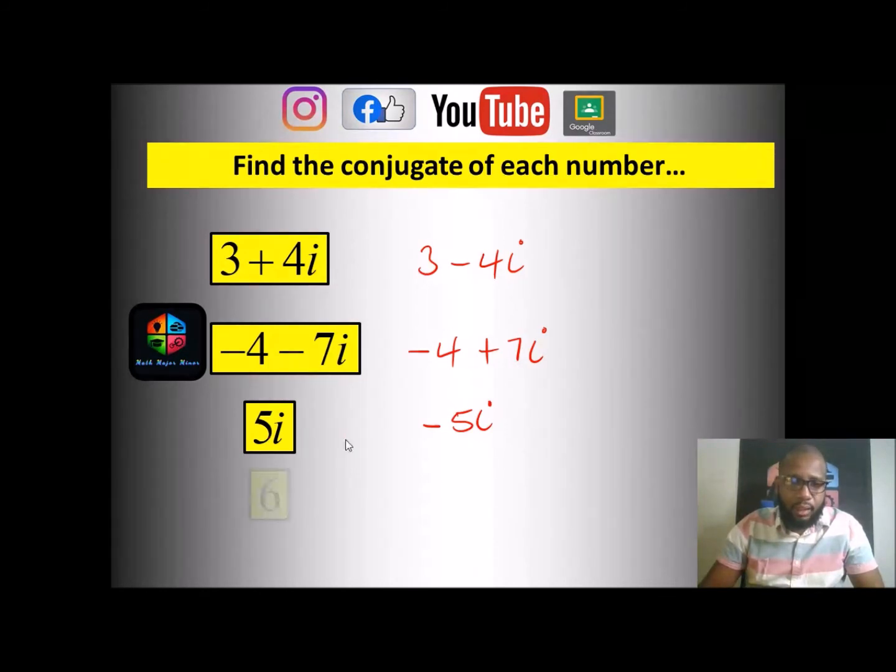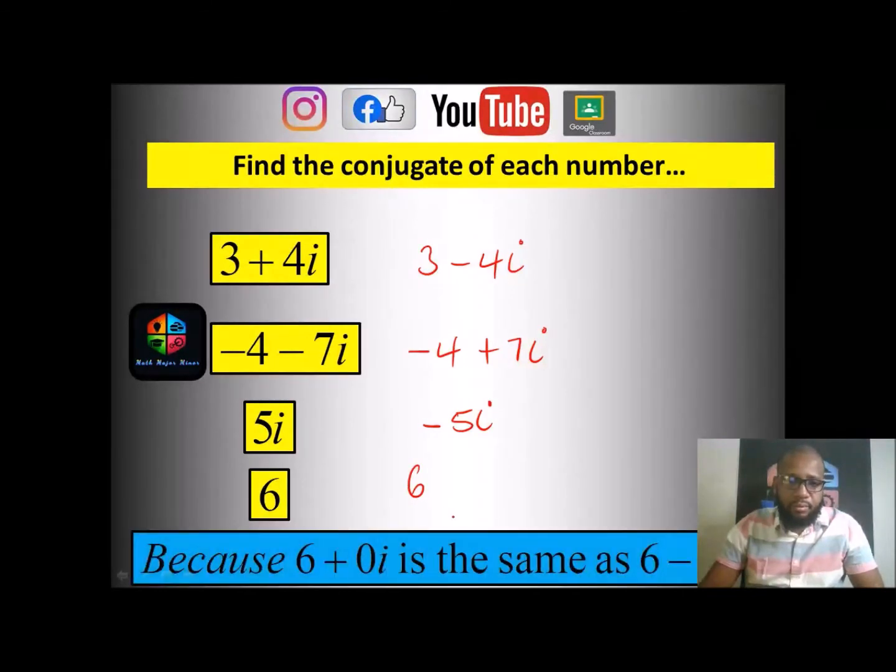And what about 6? Now, does 6 have an imaginary component? No, which means the conjugate of 6 is still just 6. And let's see why. Of course, 6 plus 0i is the same thing as 6 minus 0i. So the conjugate of 6 is 6. The conjugate of a real number is still a real number.